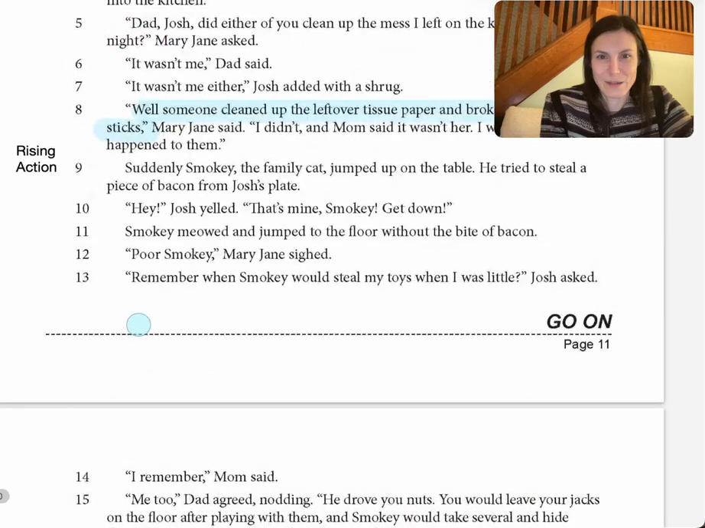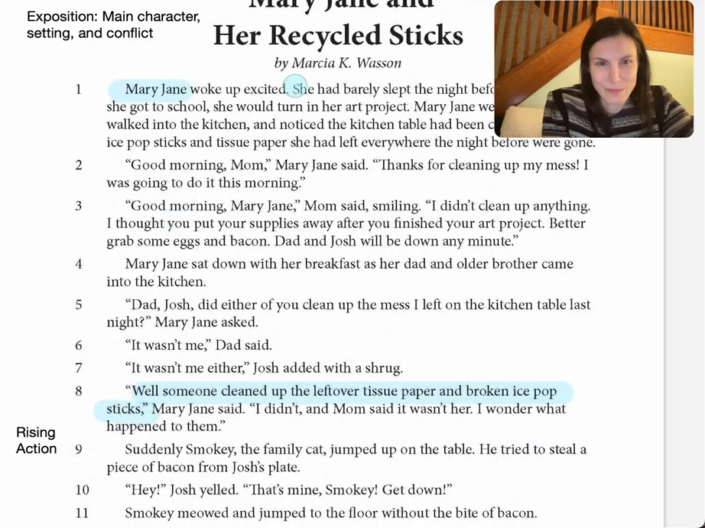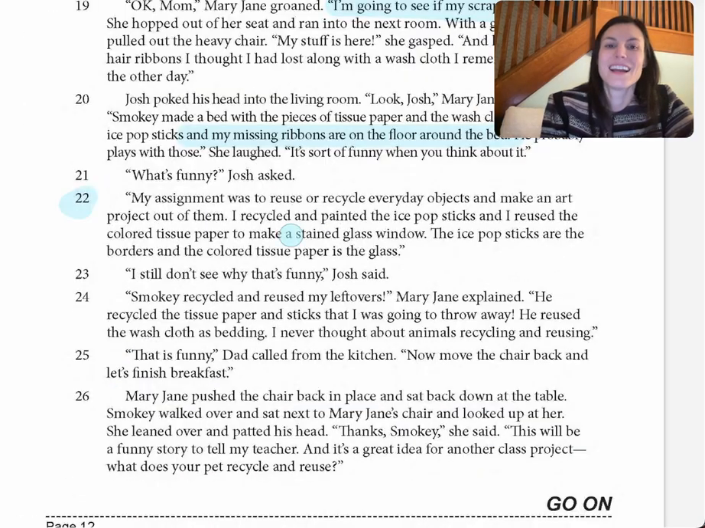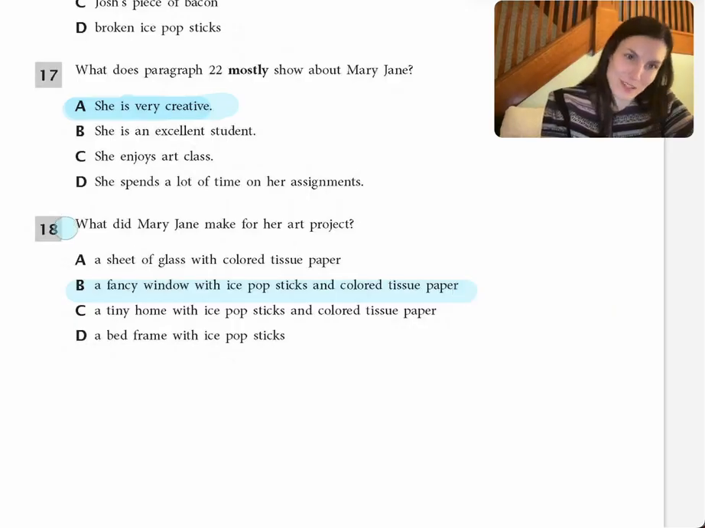She might have said this up top. Wait. She wakes up excited, and everything is gone. This is her art project, but she didn't say it yet. And for this one, we know that she made this stained glass window, right? So wait, a sheet of glass, a fancy window, a tiny home, or a bed frame? This one, a fancy window. That's what a stained glass window would be.